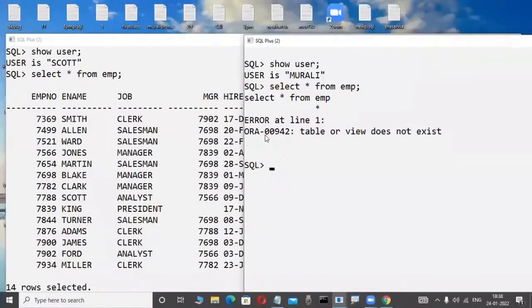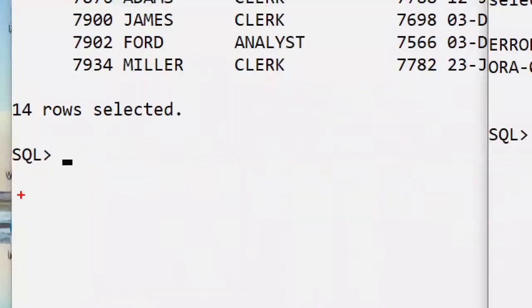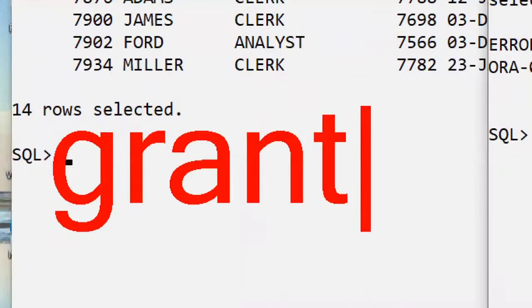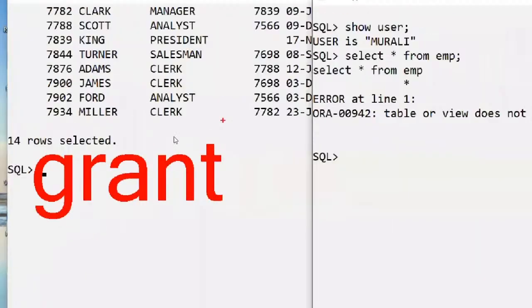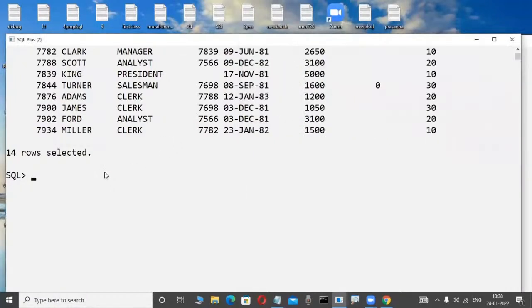Whenever the Murali employee requests the Scott employee for the EMP table access, suppose this Scott employee gives a permission. Some commands are there, and later you will be familiar with these commands in our language. Grant is a command. We are learning, don't worry. Now suppose some grant command is used through which they are giving a permission. For example, observe the scenario here.